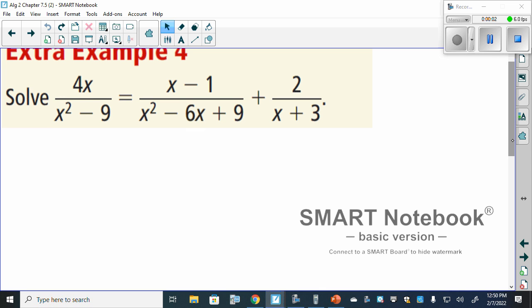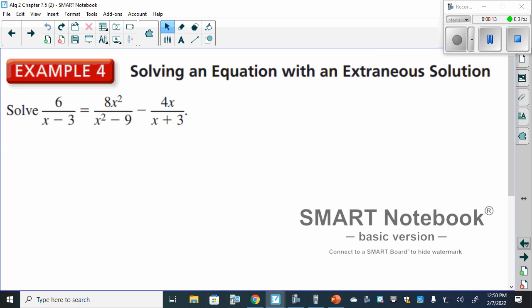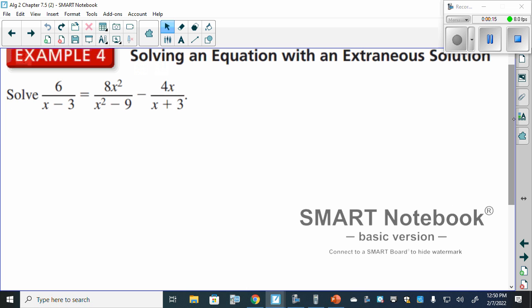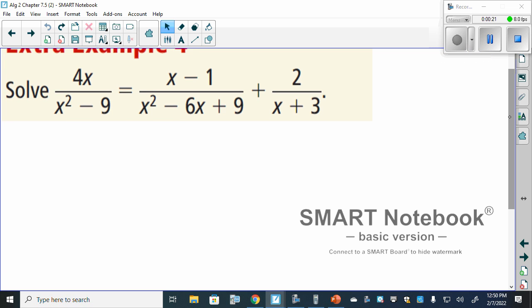Right, guys, so we're going to go on and finish up the note sheet from Tuesday, and that will actually wrap up Chapter 7. So this here is the problem that we left off on. We finished the one before this on Tuesday, so we're going to start off with this one today.